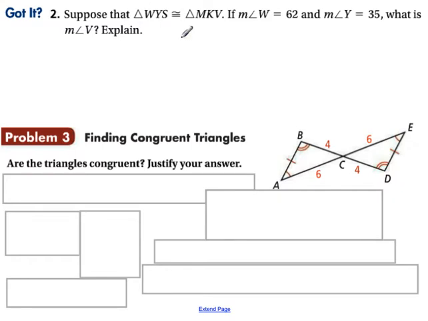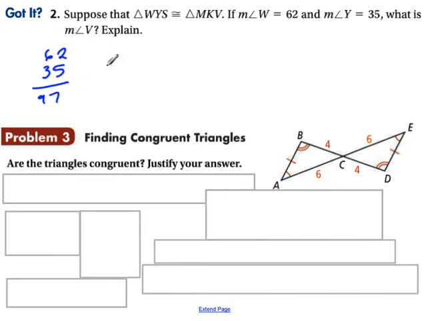Well, in this problem, if we're given that these are congruent, each of those parts correspond. W corresponds to M, Y corresponds to K, and S corresponds to V. And we're given W and Y in this triangle, so we can figure out what angle S is. And angle S is congruent to angle V. So if we can figure out angle S, that's the same as angle V. So if we just take 62 plus 35, that gives us a total of 97 degrees.